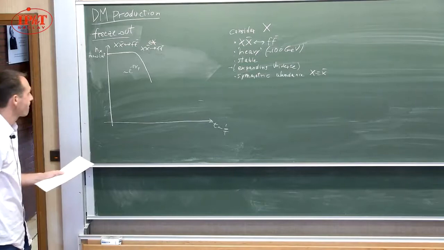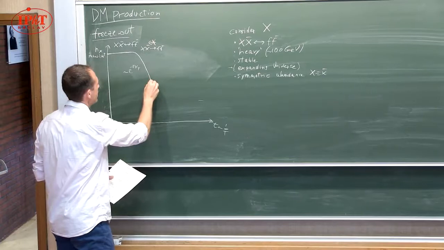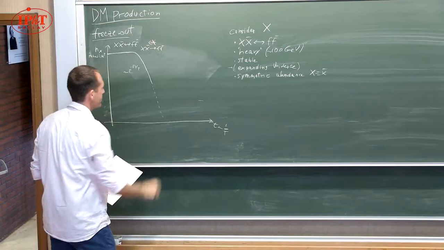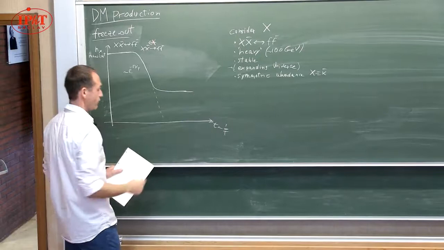Now, the universe is still expanding under the feet of this particle here. So at some point, even these reactions, those of annihilation, will stop being efficient. And instead of decreasing forever and ever, at some point the abundance will stop, will be frozen, indeed. And this is why this is called freeze out, when essentially even these reactions cannot happen any longer.